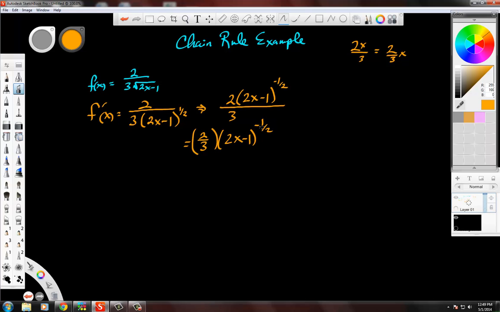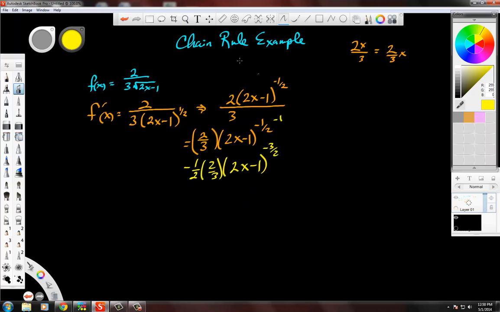Now, when I do that, I'm going to take this exponent, and I'm going to bring it out here and multiply it by whatever's in front. Now, a lot of times there's just a 1 here, but in this case there's a 2/3 here. So this is going to turn into negative 1/2 times 2/3, like that, and then 2x minus 1, and I'm going to have to subtract 1 off that. So I'm going to have negative 1/2 minus 2/2, which is negative 3/2.